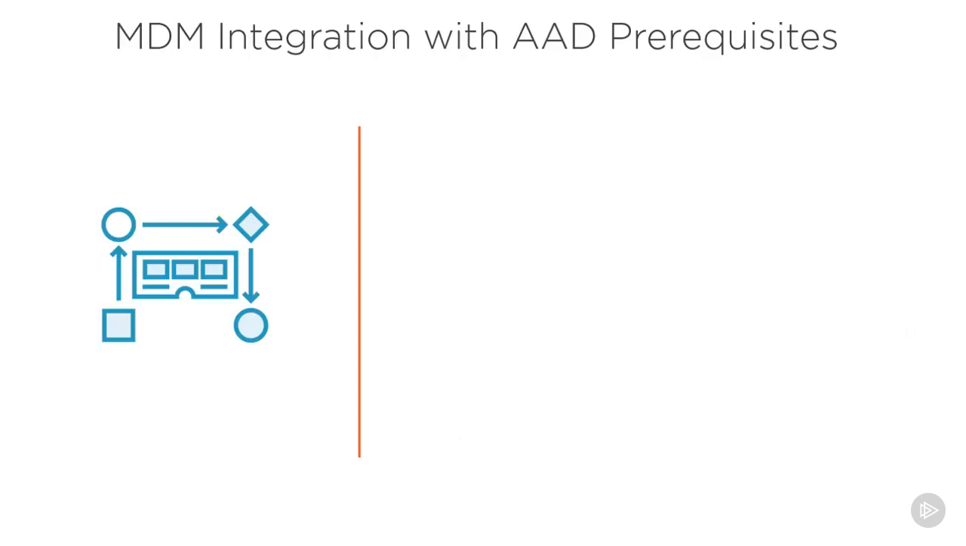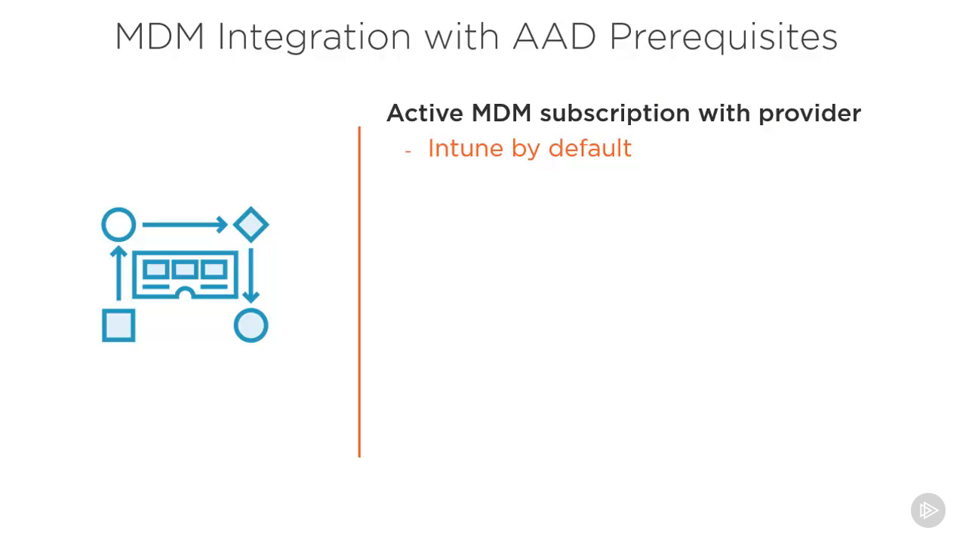There are some prerequisites for the MDM integration with Azure Active Directory. Let's take a peek at those. And our first one is we need an active MDM subscription with a provider. Well, by default, we're going to be using Intune, but we're not limited to using Intune. We can actually go to the Azure Active Directory App Gallery to see if there's a third-party tool that we want to use instead of Intune.